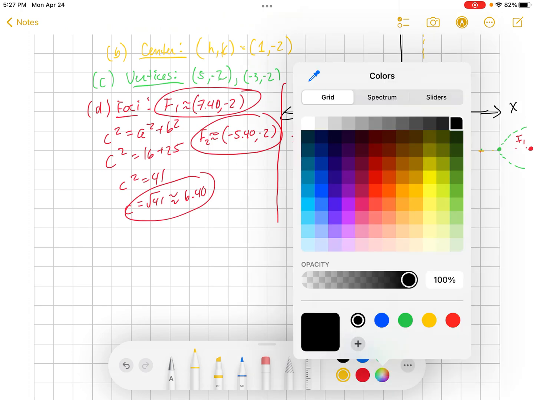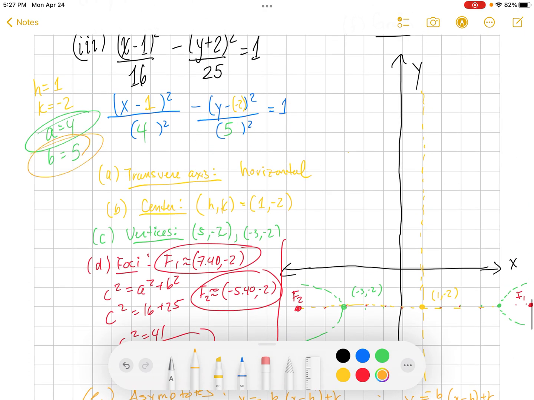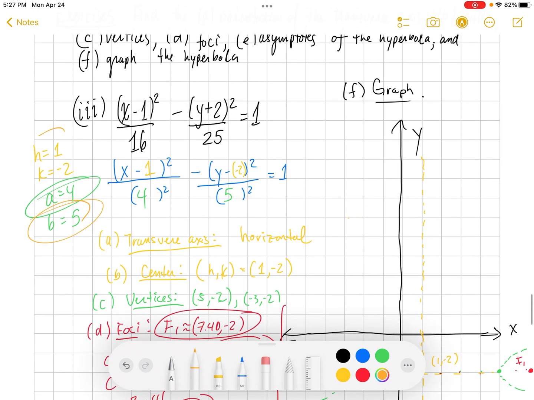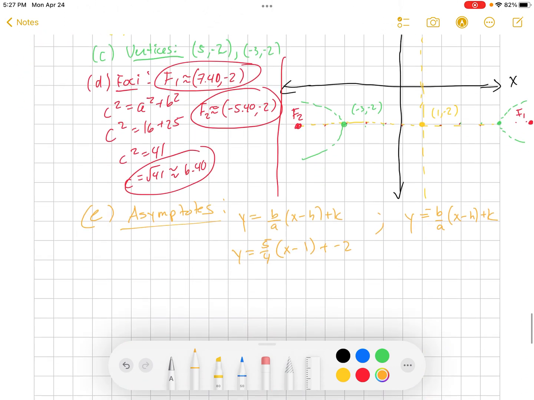Now, I gotta find my asymptotes. Okay, maybe I change my color here. Let's do it orange. So I have y equals b over a, x minus h, plus k, and y equals minus b over a, x minus h, plus k. So y equals, what was b? b was 5, a was 4. So I got 5 fourths, x minus h was 1, plus k. k was minus 2.